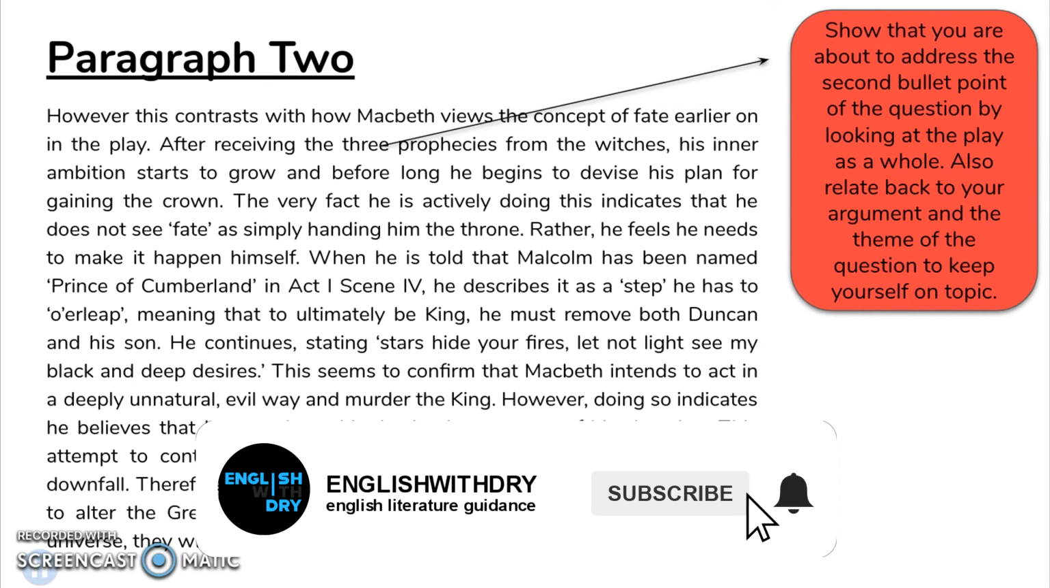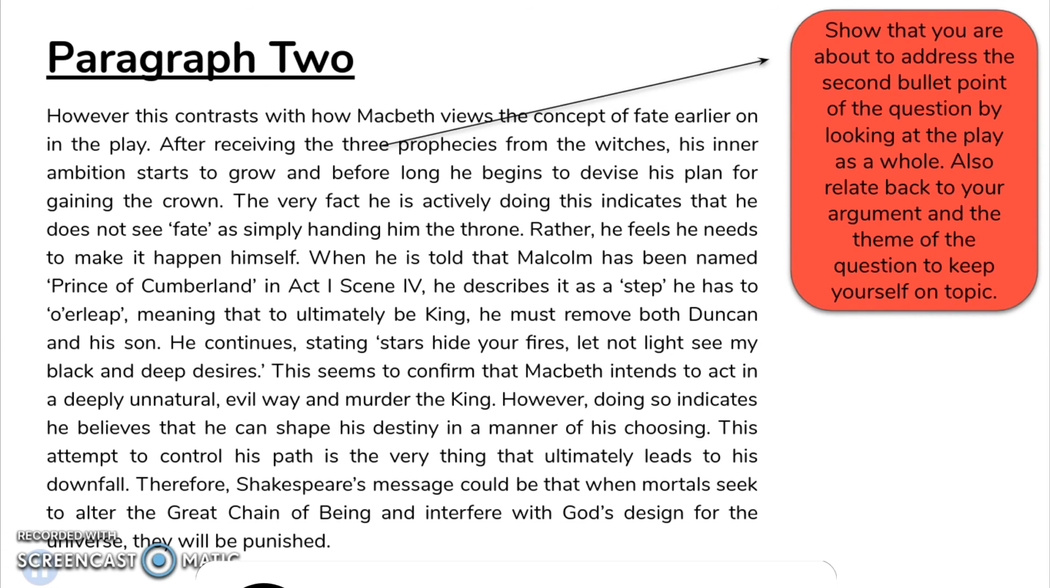This seems to confirm that Macbeth intends to act in a deeply unnatural, evil way and murder the king. However, in doing so, it indicates he believes that he can shape his destiny in a manner of his choosing. Therefore, Shakespeare's message could be that when mortals seek to alter the great chain of being and interfere with God's design for the universe, they will be punished.